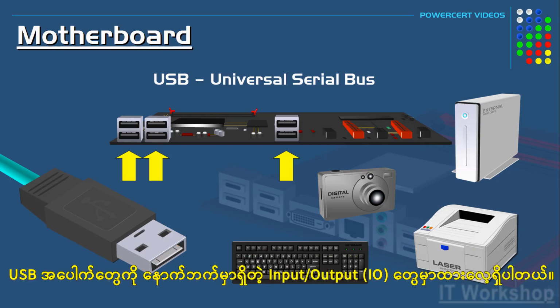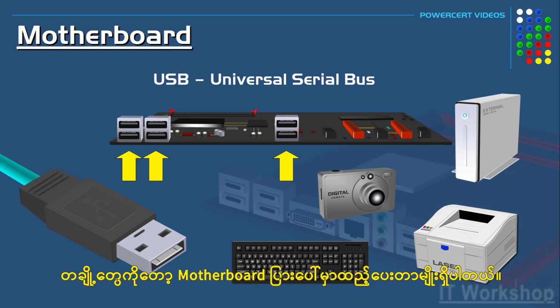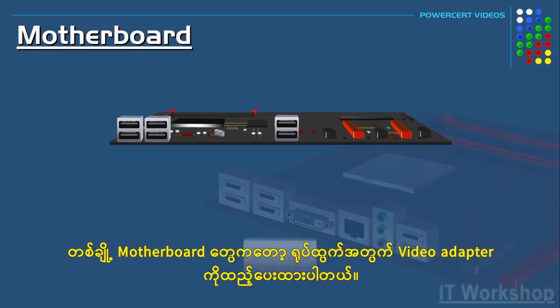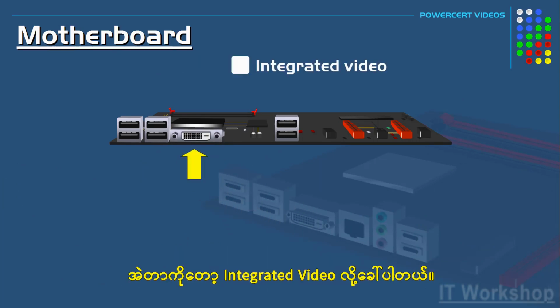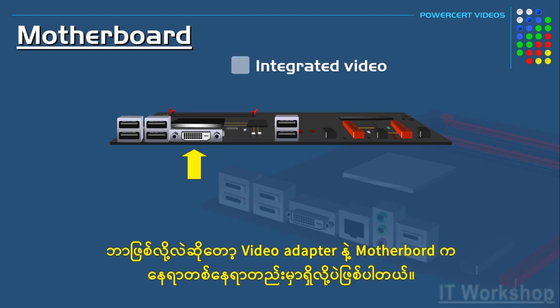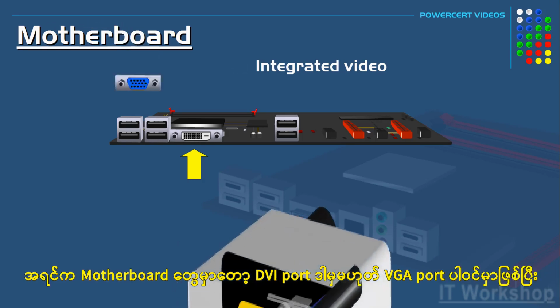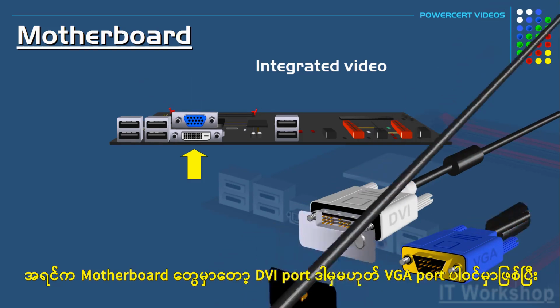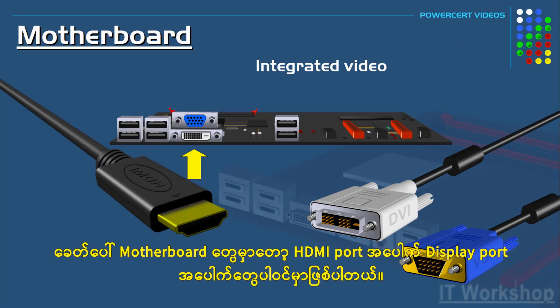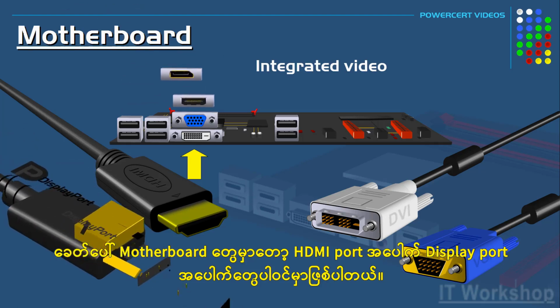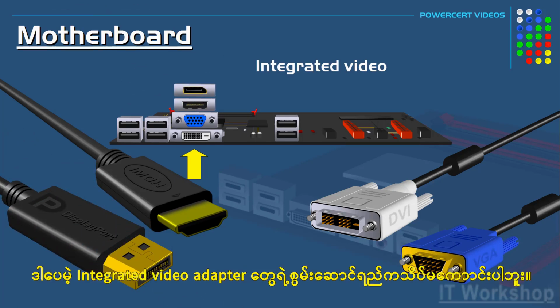Now, the majority of USB ports are mounted in the rear input-output panel, and some are located on the surface of the motherboard. Some motherboards will also have a built-in video adapter, and this is known as integrated video, because the video adapter and the motherboard are essentially one unit. Older motherboards will have either a DVI or VGA port, while modern motherboards will have an HDMI port or a display port. Now, integrated video adapters are not very powerful.